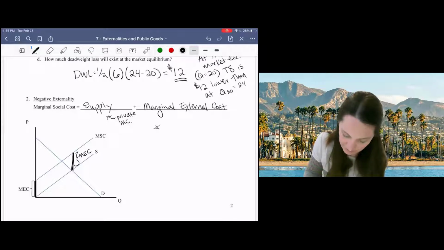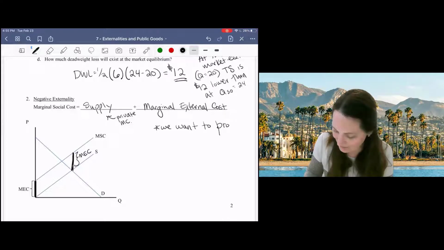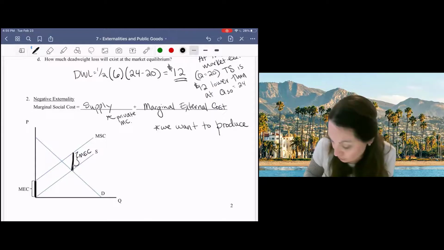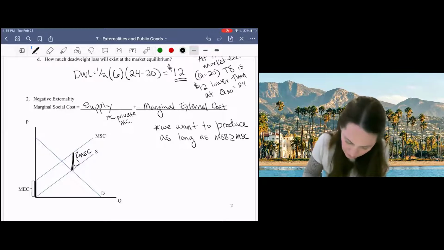Of course, we want to produce where our marginal social benefit is equal to the marginal social cost, or as long as our marginal social benefit is greater than our marginal social cost. So the socially optimal outcome is here.